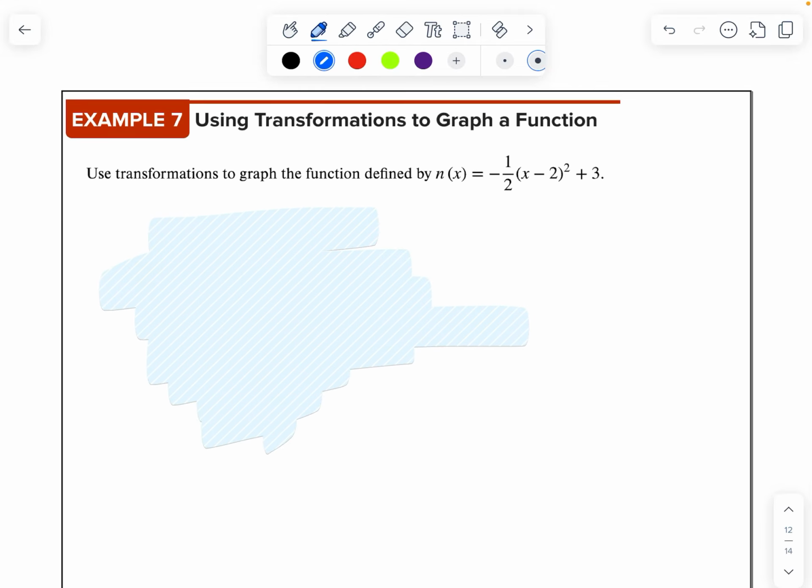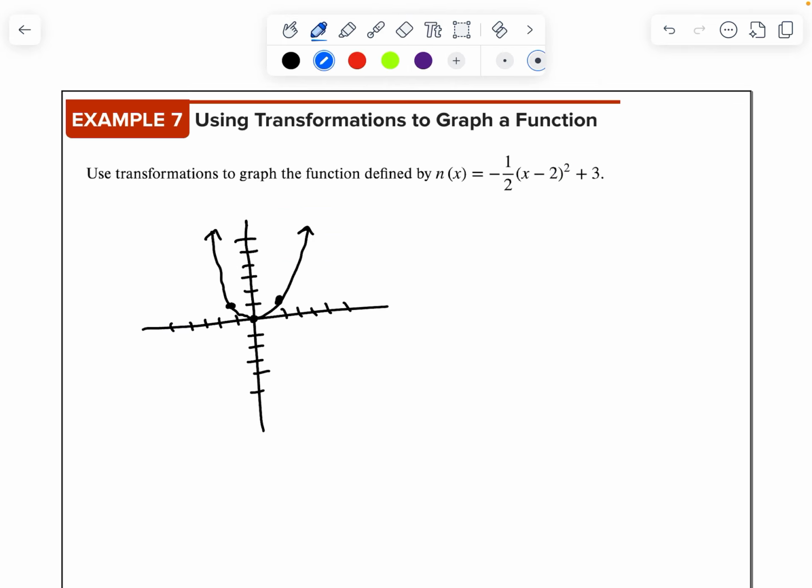All right, we have a little bit of everything going on here, right? So the first thing we need to look for is what is the main idea? In the main idea, the parent function here is going to be x squared, which is a quadratic. We know a quadratic looks like this. Our quadratic is going to be a little bit different because it's going to be shifted to the right by 2, up by 3, shrunk by a factor of 1/2, and flipped across the x-axis.